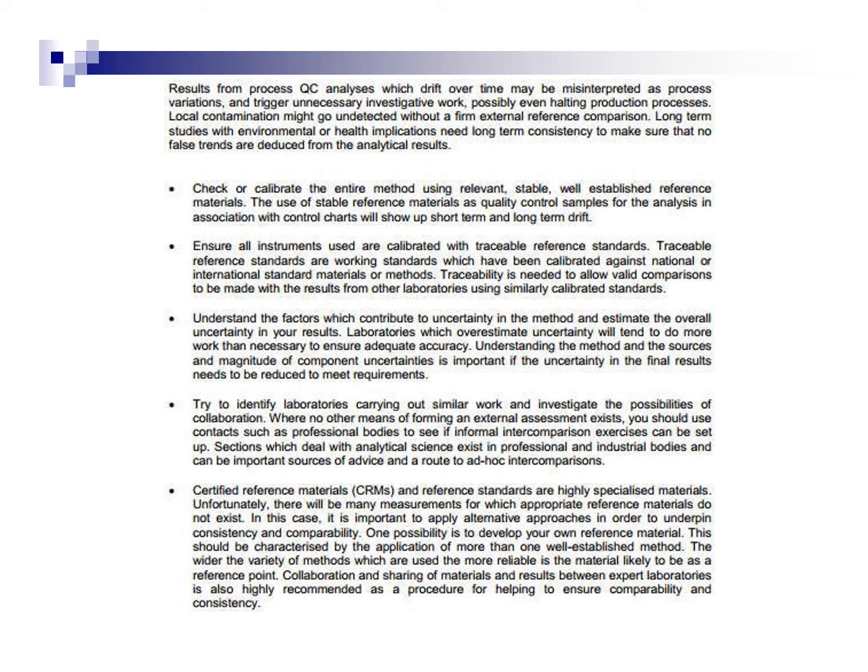If the instrument is not sensitive enough, that means that instrument is no more fit for analytical purposes. We also have to understand the factors which contribute to uncertainty in the method and estimate the overall uncertainty in your results. Apart from that, try to identify laboratories carrying out the same work and investigate the possibilities of collaboration, so that, class, you can know whether the results vary very much or are the same. Or you can also participate in a PT, proficiency testing scheme.